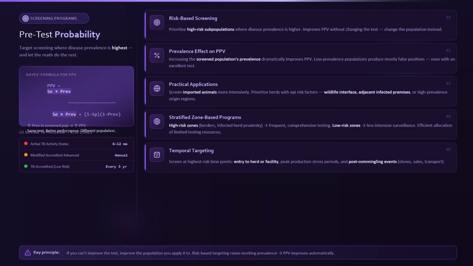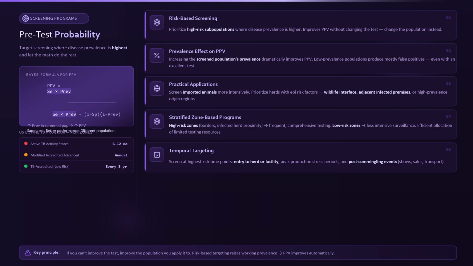Bayes' formula spells it out. PPV equals sensitivity times prevalence over that same term plus the false positive contribution. The single biggest lever you can actually pull is the prevalence in the group you screen. Raise the working prevalence and PPV climbs automatically. Same test, better performance, different population.